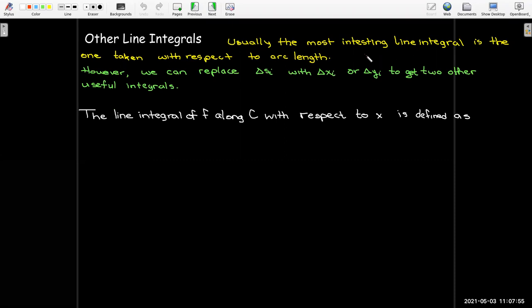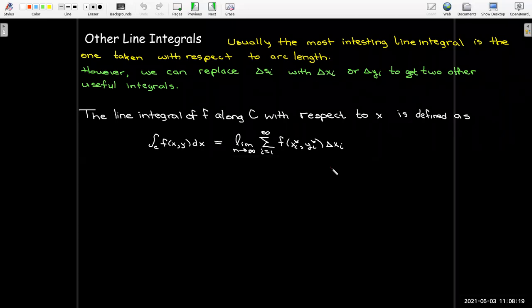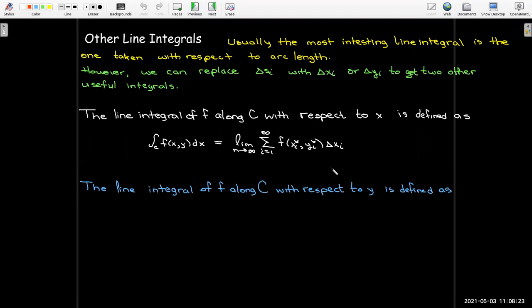The line integral of f along C with respect to x is defined as follows. So now the only difference in the integral is we have a dx instead of ds. And in the definition, we're using delta x_i, which would just be x_i minus x_{i-1}. And just to be clear, x_i really means x of t_i.